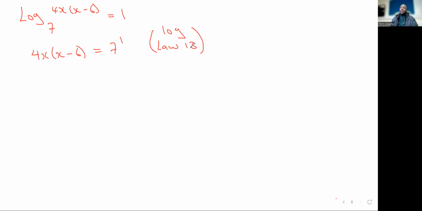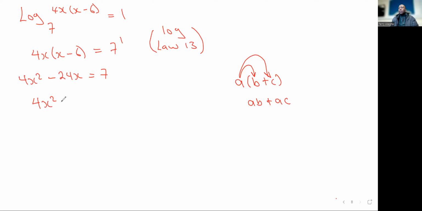Okay, logarithm law 13. Then we're back to basic algebra now. So we'll open the bracket. Remember I told you when you have a, b plus c, how do you open it? It's going to be a times b will give you ab, and a times c will give you ac. So we're going to have 4x times x will give us 4x squared, 4x times minus 6 will give us minus 24x is equal to 7. Take 7 to the other side. So you're going to have 4x squared minus 24x minus 7 is equal to 0. And this already looks like a quadratic equation.